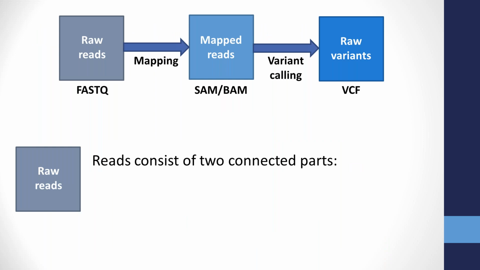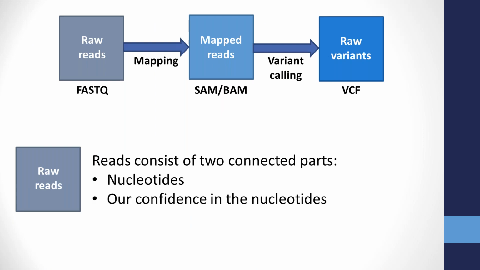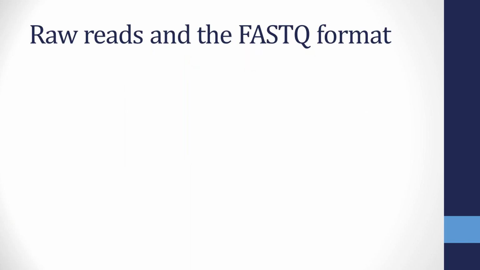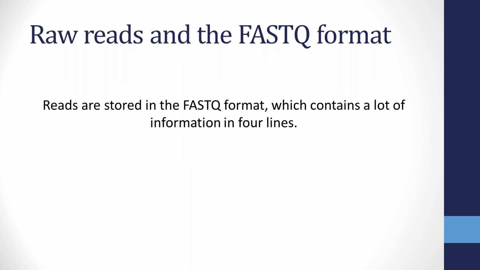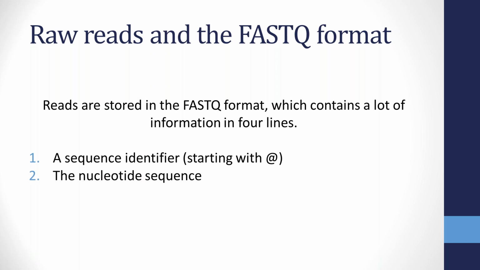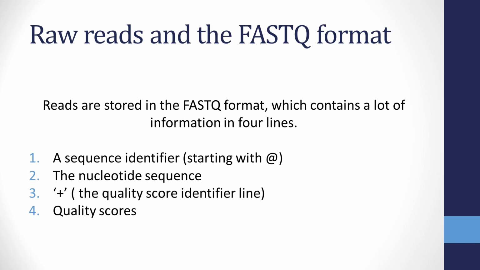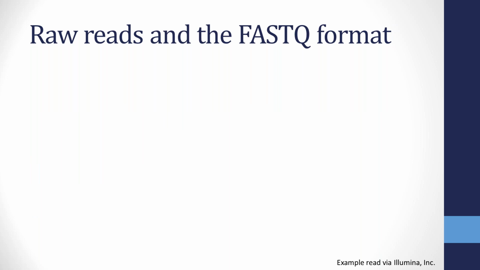So what does a read actually look like? Well, a raw read generally consists of two connected parts, and that's the nucleotides themselves, so the actual ACTG bases, and then a measure of our confidence in the nucleotides. And in the FASTQ format, which is how these reads are stored, it contains a lot of information, and each read takes up exactly 4 lines. The 4 lines are as follows. So there's a sequence identifier, which starts with the @ sign. Then there's the nucleotides. Then there's what's called the quality score identifier line, which is just a plus sign. And then there's the quality scores themselves, that measure of our confidence.